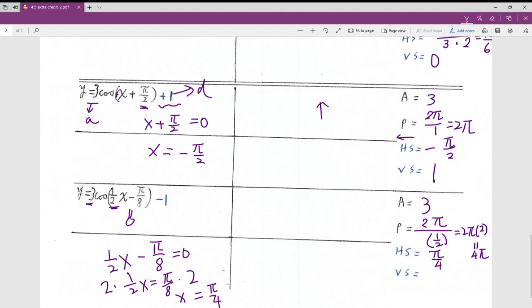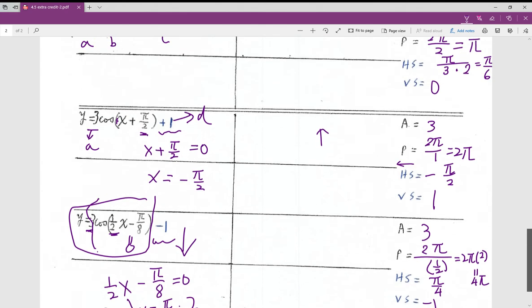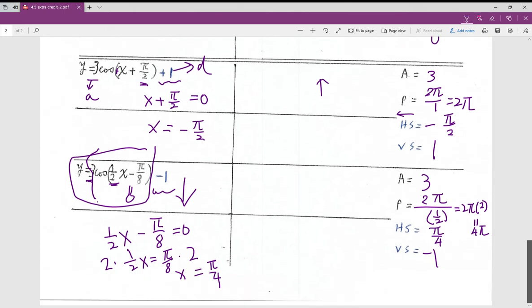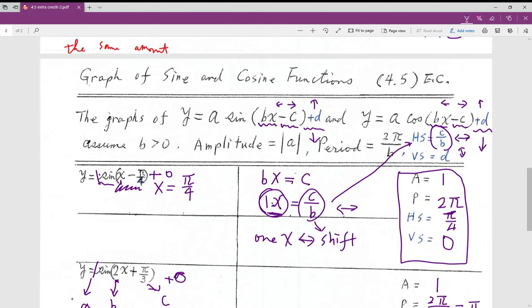And the vertical shifting is -1 because the whole graph has been pushed down 1 step. The whole graph. Okay. So let me see. Should I graph it for you? Let me erase that and I will try to quickly graph according to the data. Okay, let me erase. Let me see.